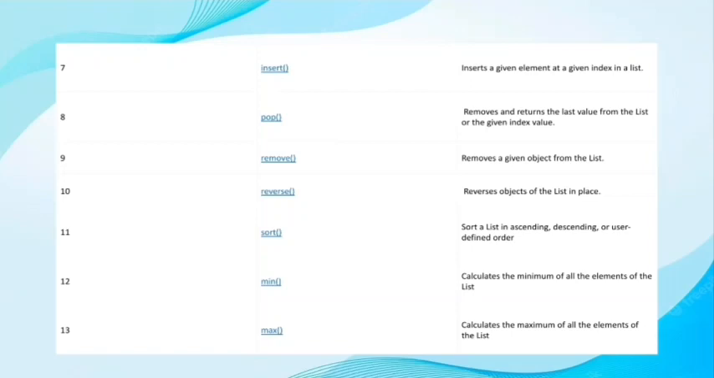And coming to the min method, calculates the minimum of all elements of the list. That means it finds the minimum element from the given values of a list, and it is possible only for integers. And coming to the max method, calculates the maximum of all elements of the list. That means it finds the maximum element of the given elements of the list, and it is also possible only for the integers, and it is not possible for the strings.